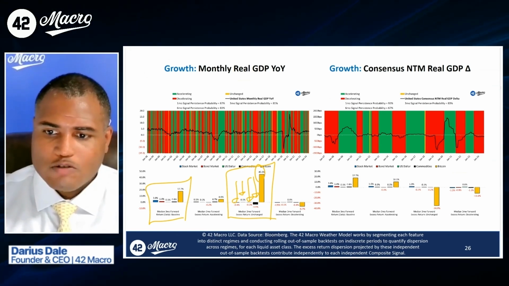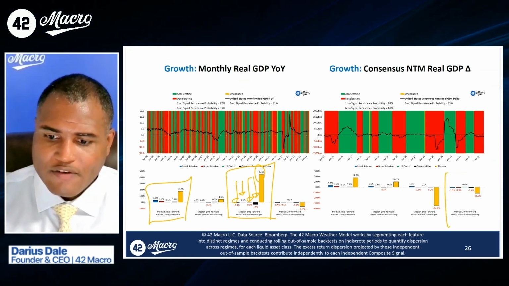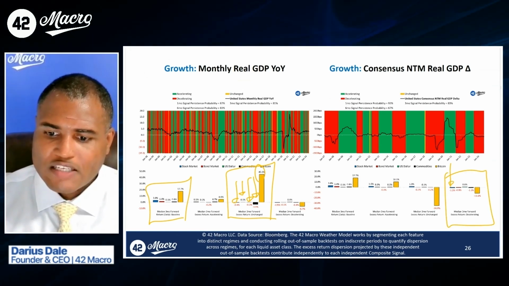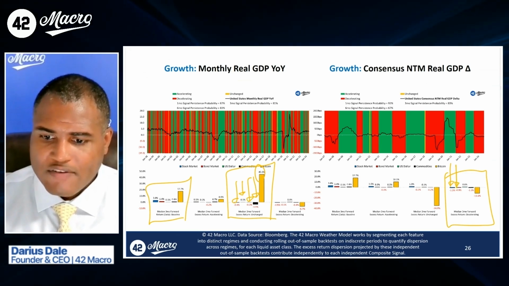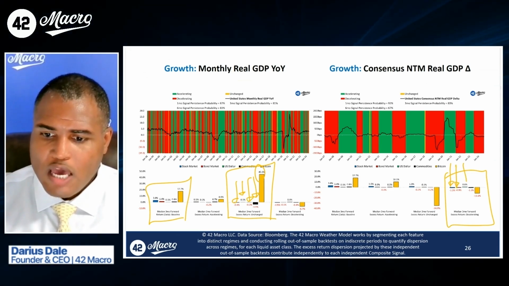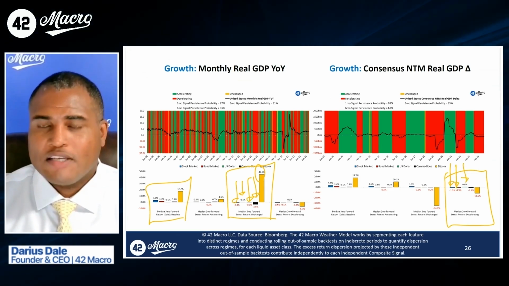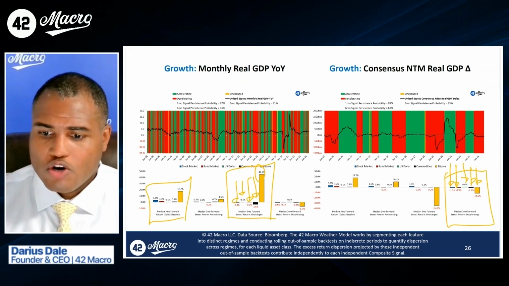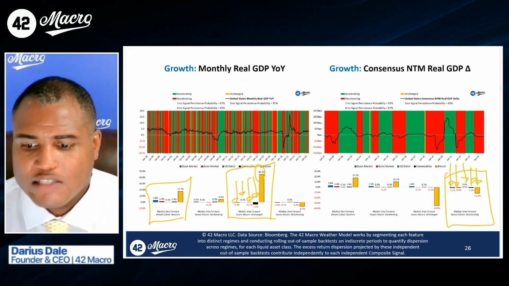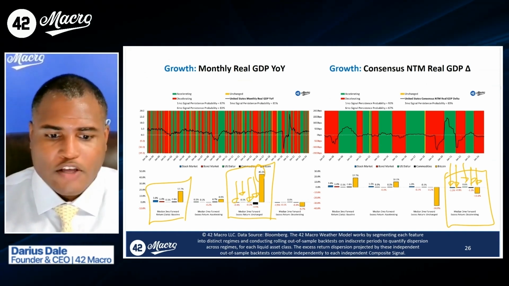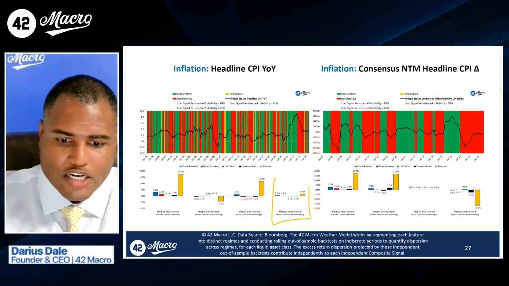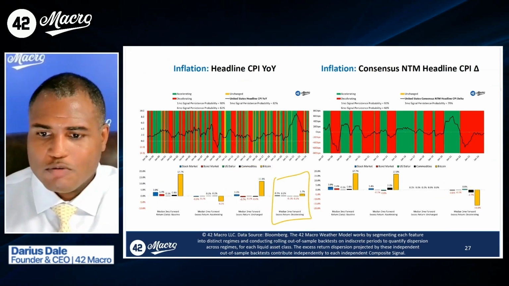Well, the consensus next 12-month real GDP delta is negative, and so it's projecting a negative excess return for stocks, a negative excess return relative to baseline for bonds, a positive excess return relative to the baseline for the dollar, and a negative excess return relative to their respective baselines for commodities and gold. Inflation is currently trending lower, so it's projecting the decelerating excess return back test.